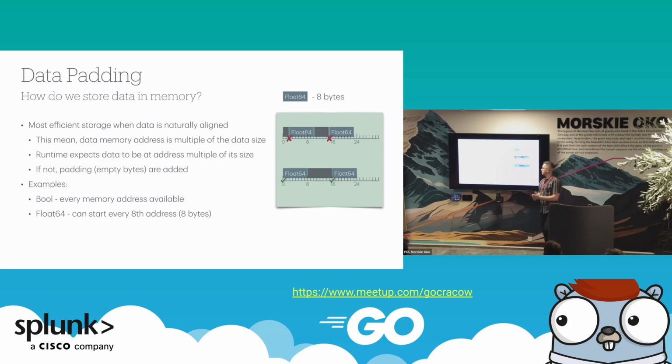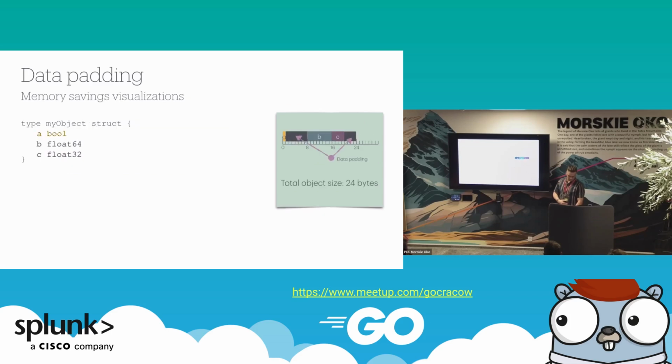For example, a Boolean we can insert into every single memory address, but a float64 cannot be placed in every memory address. It can be placed at 0, 8, 16, and so on, if I use a simplification of the memory addressing. So in your memory, you won't face the situation that a float64 starts here, you will face rather this situation. We have control over that.